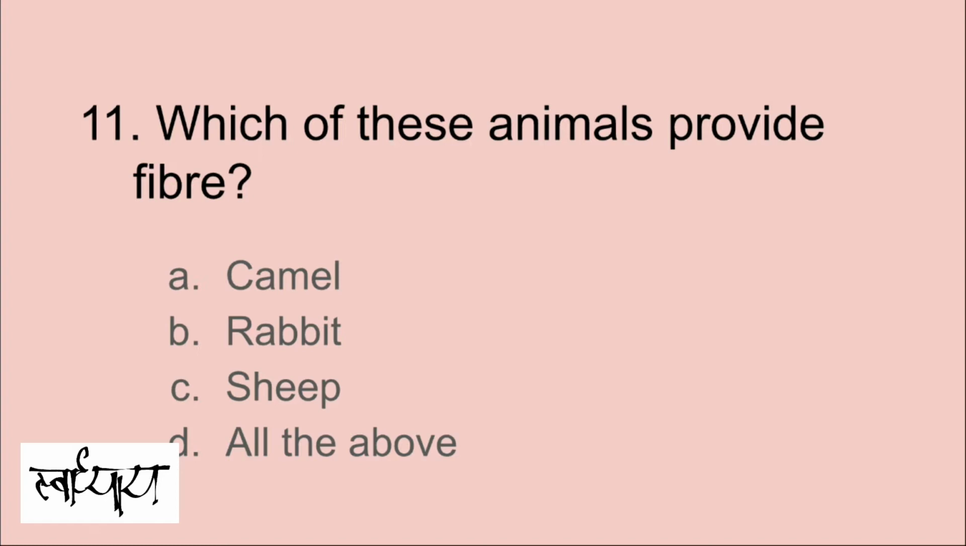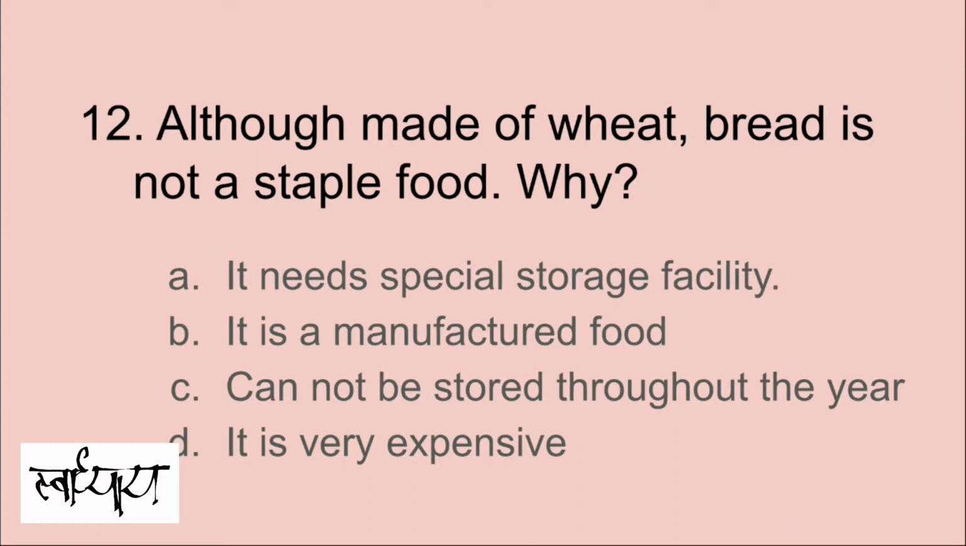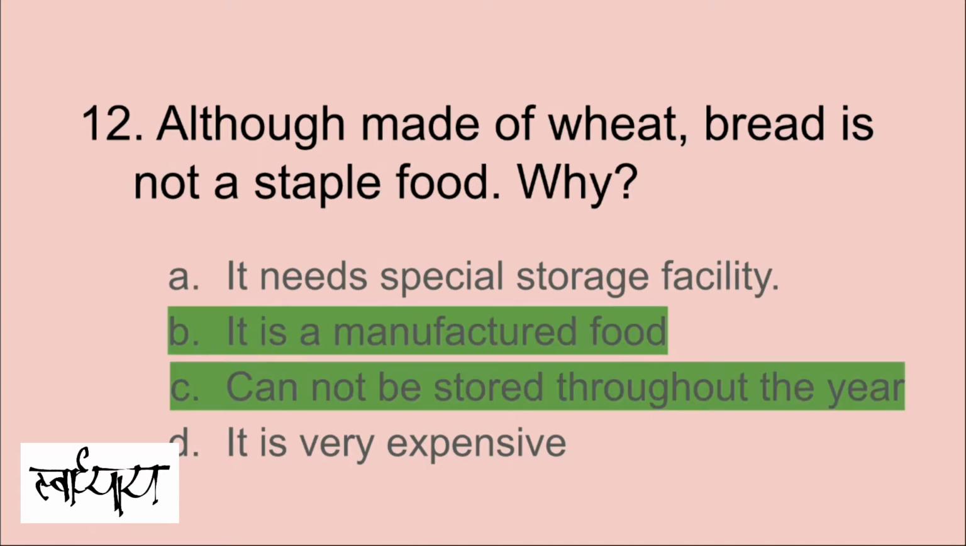Which of these animals provide fiber? Answer all the above. Camel, rabbit and sheep, all of them provide fiber. Although made of wheat, bread is not a staple food. Why? Answer B and C. It is a manufactured food. It cannot be stored throughout the year.